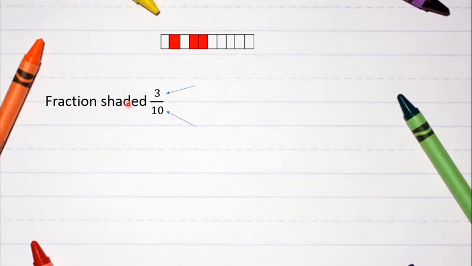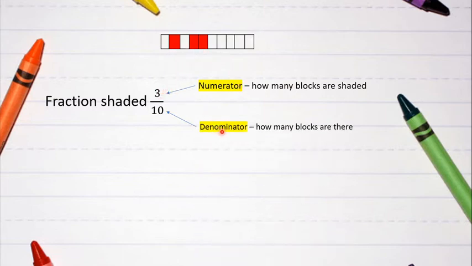The fraction shaded here is 3/10. My numerator: how many blocks are shaded? There are 3 blocks shaded, that is my numerator. Denominator: how many blocks are there? There are 10 blocks, that is why my denominator is 10. So my decimal shaded is 0,3.